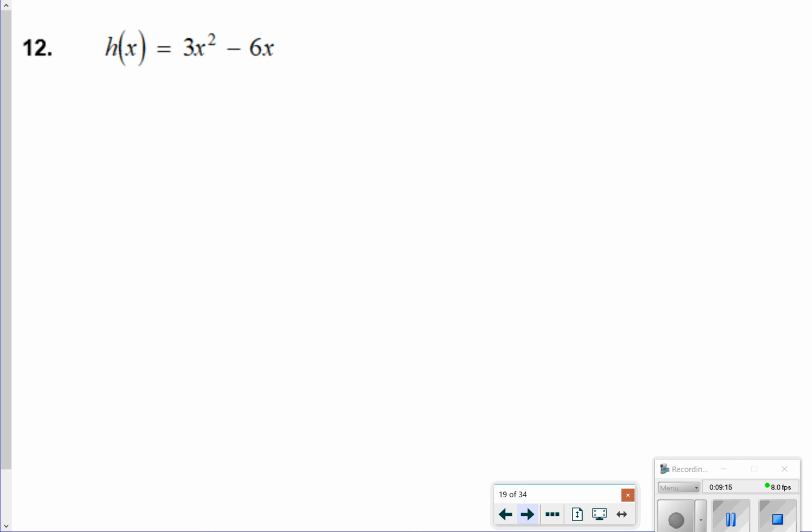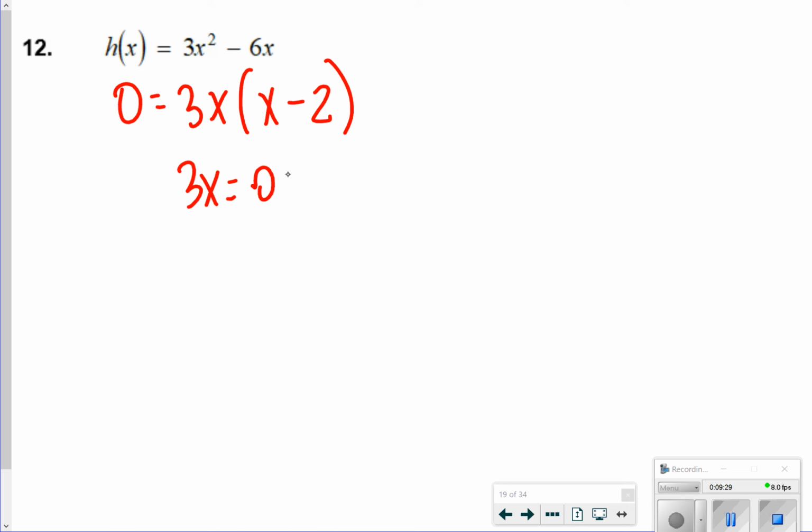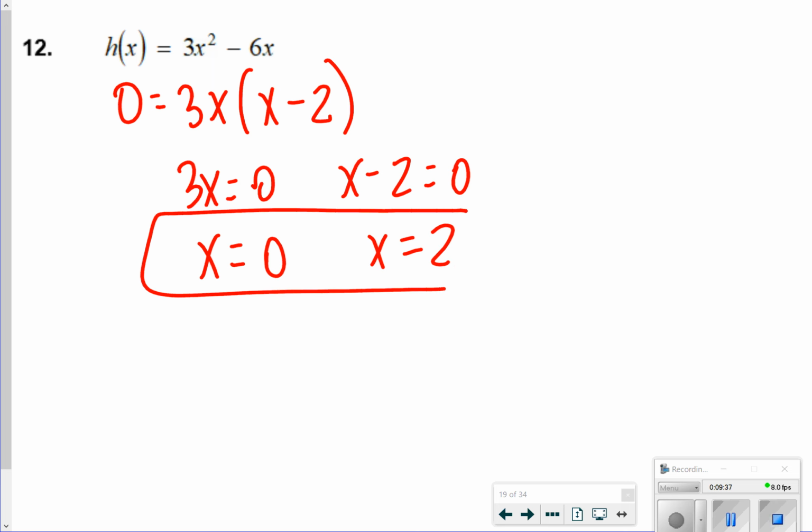For number 12, we can factor out a 3x, and I'm going to set this equal to 0 as well. So 3x parentheses x minus 2, and then set everything equal to 0. 3x is equal to 0, and x minus 2 is equal to 0. For this first one, x is equal to 0, and the second, x is equal to a positive 2.